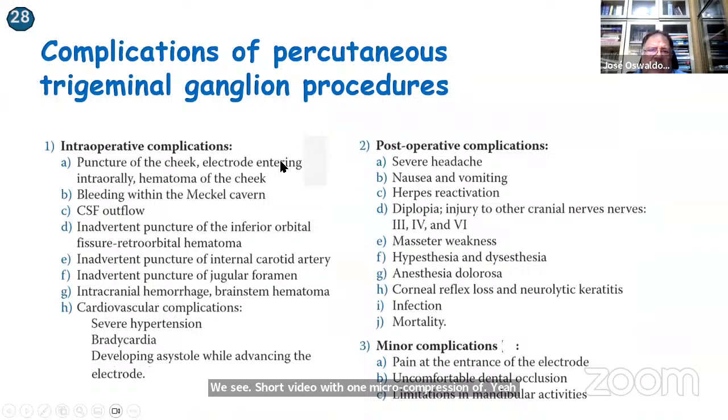We have complications of percutaneous trigeminal ganglia procedures: early, intraoperative, postoperative, and a smaller list with minor complications.